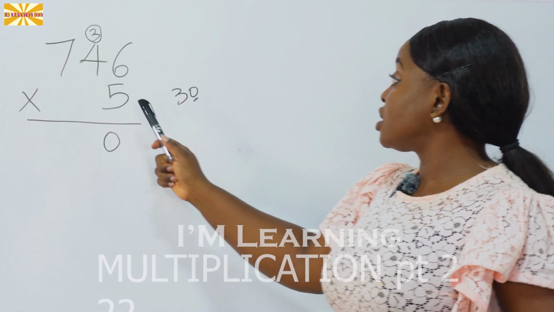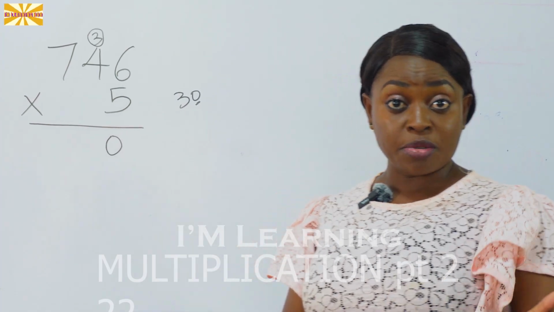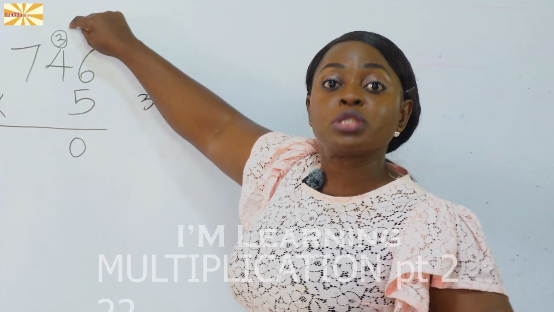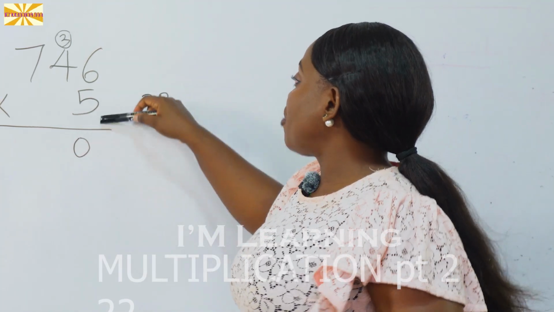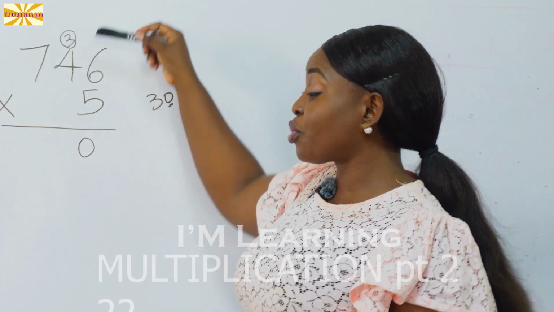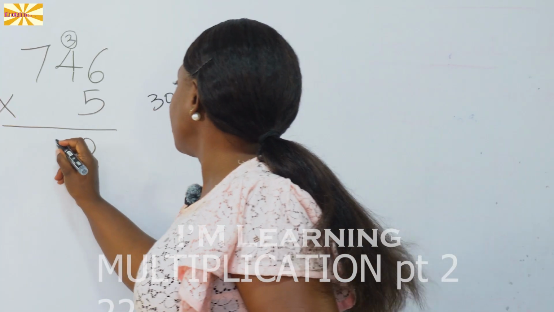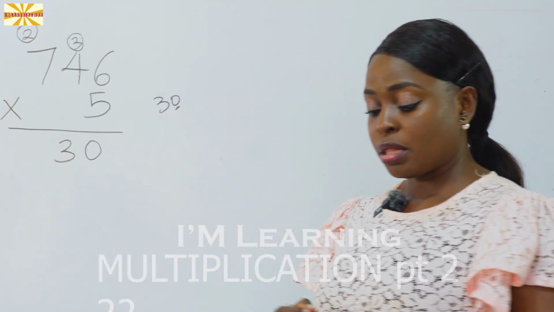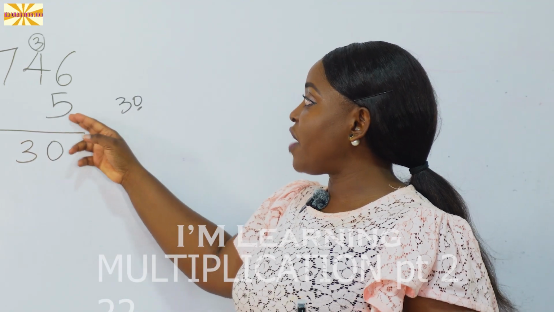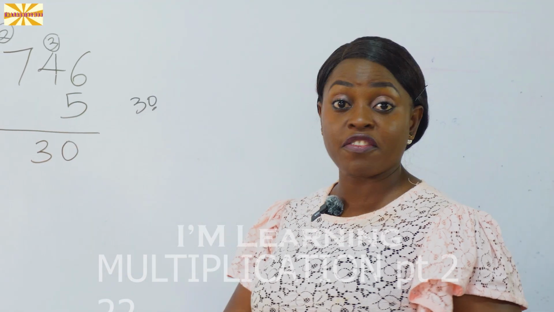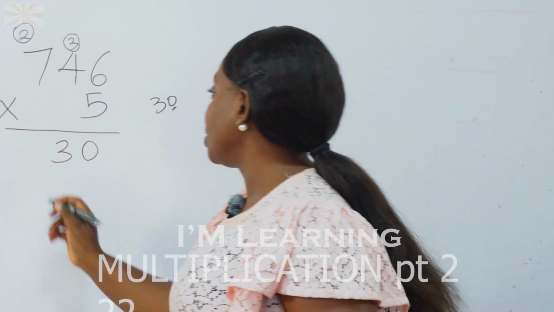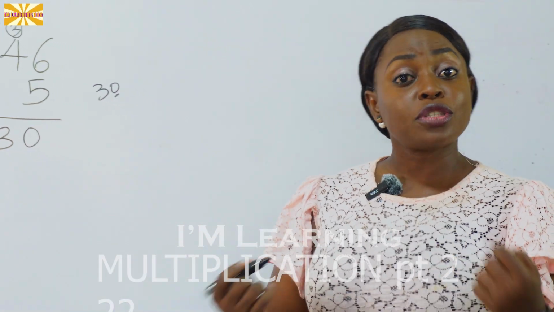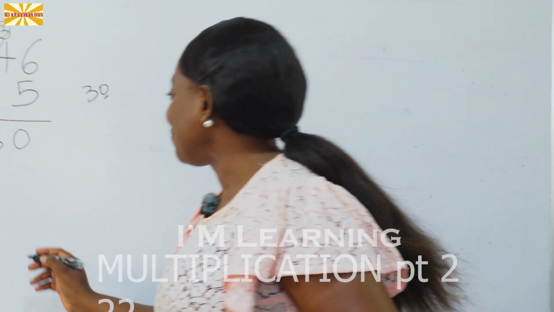Next thing I'm going to do is 5 times 4. 5 times 4 is 20. Then 20, remember we carry 3. You must always add that number you carried. So 5 times 4 is 20. 20 plus 3 is 23. So 3 and then we carry 2. Then we do the last one. 5 times 7 is 35. 35 plus the 2 that we carried is 37. So we'll do another question.